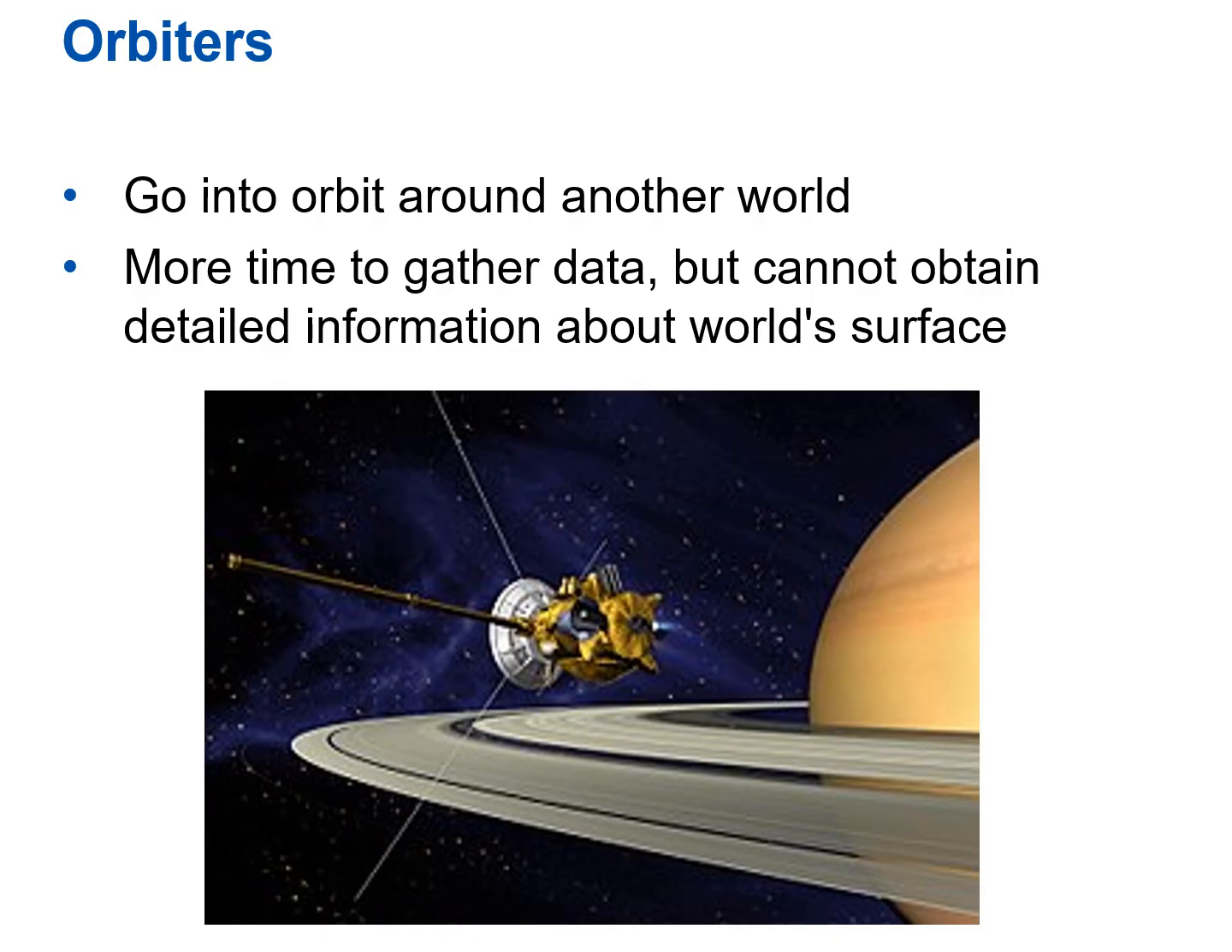The next type of mission is an orbiter. This spacecraft goes into orbit around another world. Now keep in mind, most of the spacecraft missions that I'm talking about in this video are unmanned. They are robotic spacecraft. There have been a few manned missions, notably the Apollo missions that went to the moon, but all the other ones are unmanned.